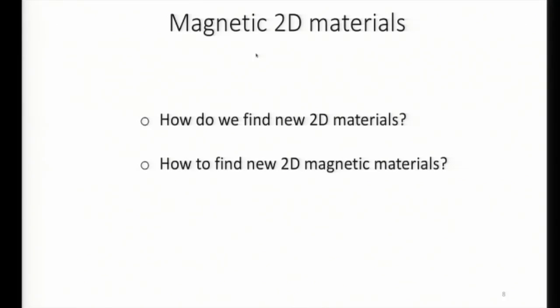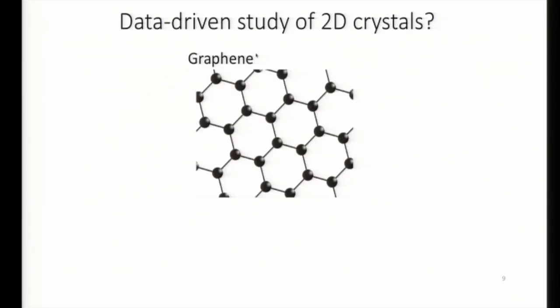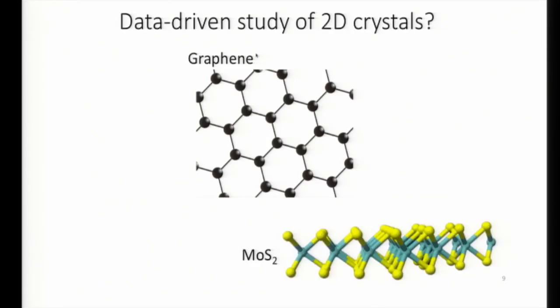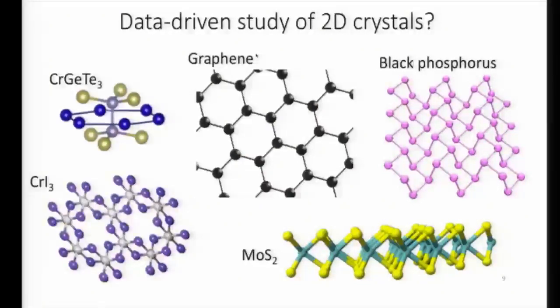This work, and I wanted to ask, how do we find new 2D materials, and how do we find materials that are also 2D and magnetic? So this is leading to this data-driven study of these 2D materials. How do we take what we know about graphene, MoS2, black phosphorus, CGT, or chromium triiodide, and learn which one of these materials, without doing complicated calculations or measurements, are stable, conducting, ferromagnetic, non-magnetic, and so on.